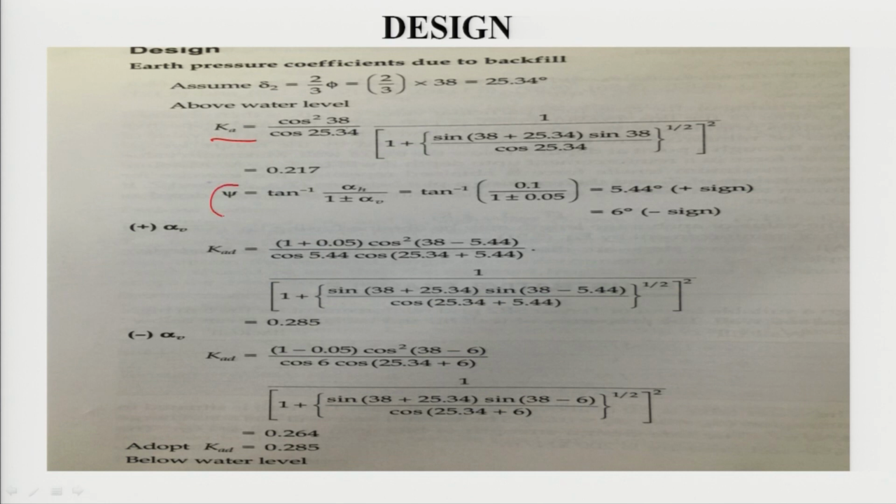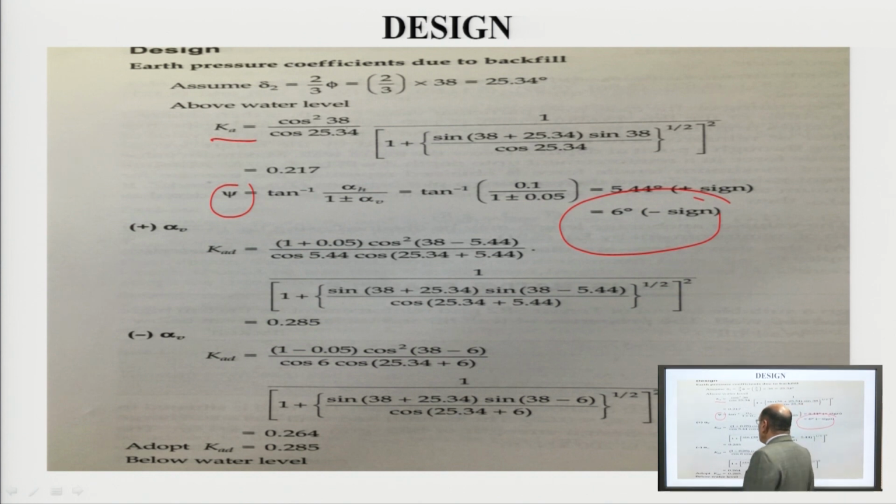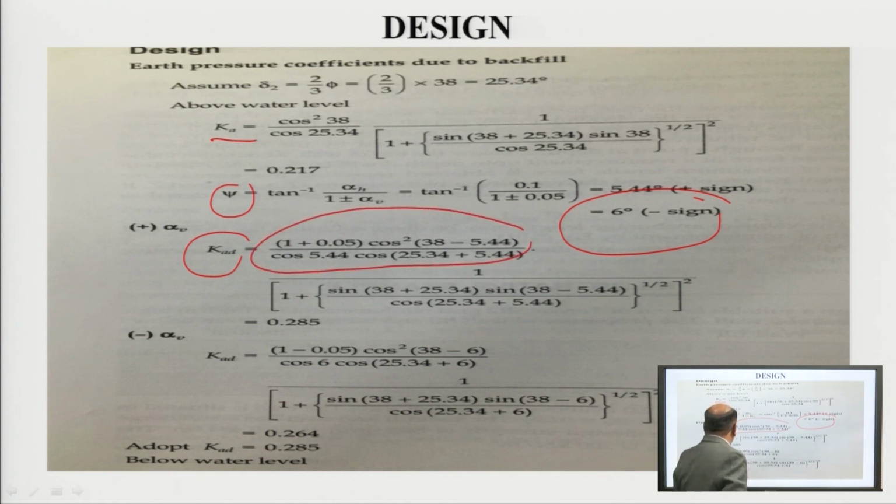So by the equation we can calculate the value of the coefficient of earth pressure active. Here psi is given, so we can calculate psi, the tan inverse of alpha H divided by 1 plus or minus alpha V. So we can calculate 6 degree with a minus sign. Now come to considering KAD. Again, by putting the values here, we can calculate the value 0.285. With the minus alpha V, we can calculate KAD again, and that will come 0.264. So we can adopt the higher one, 0.285. The 0.285 value we have taken.